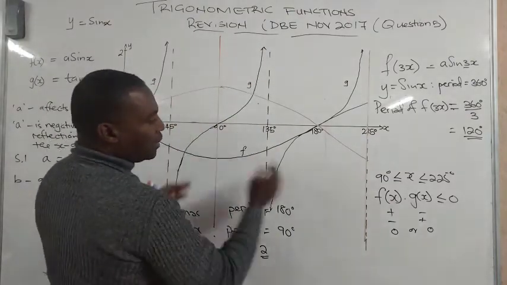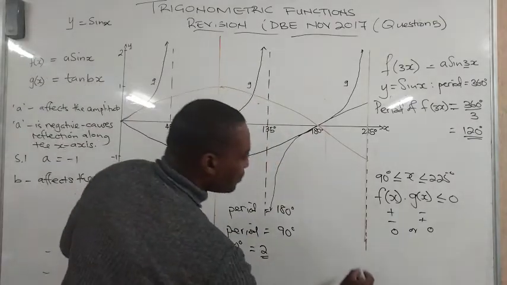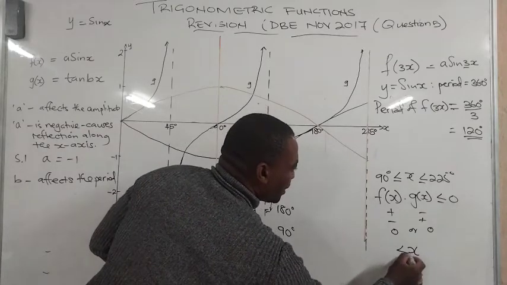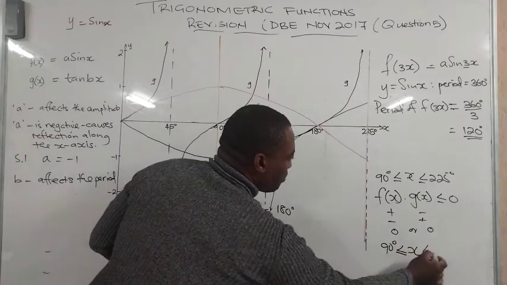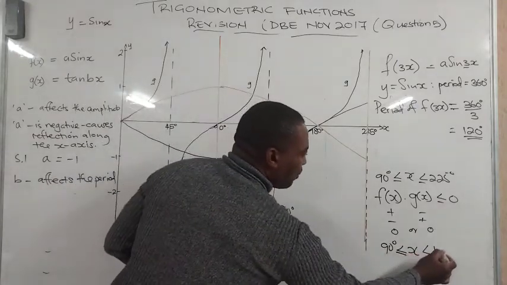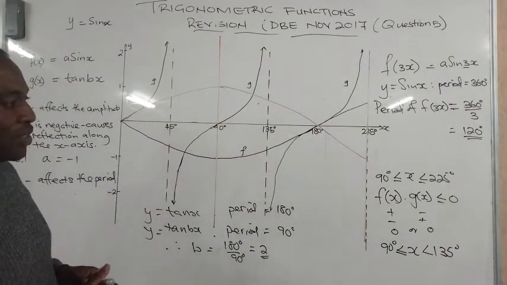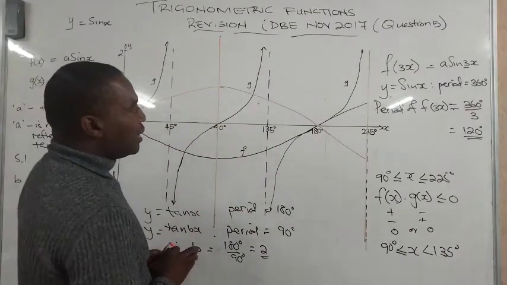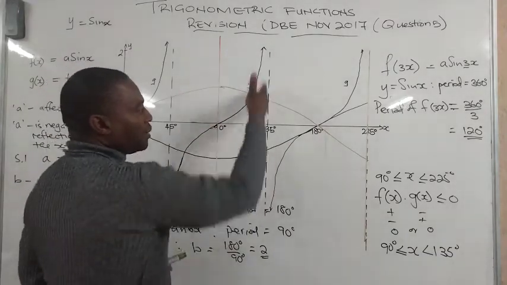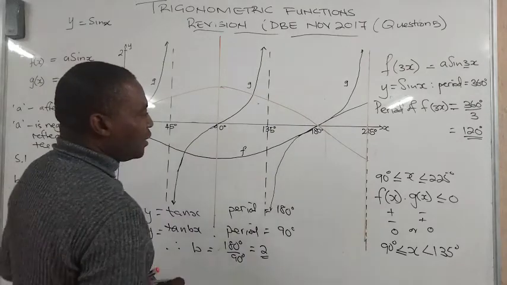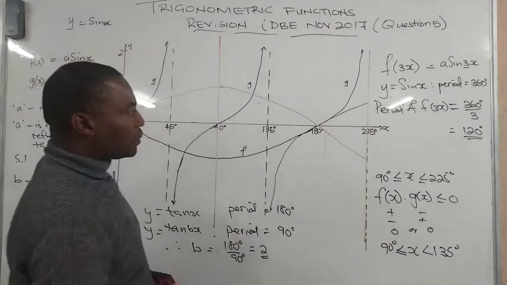So we are saying this condition is met in the interval where x is greater or equal to 90 degrees, but strictly less than 135 degrees. Why are we saying strictly less than 135 degrees? Because the graph of g of x is not defined when x is 135. So we cannot say it's less or equal to.